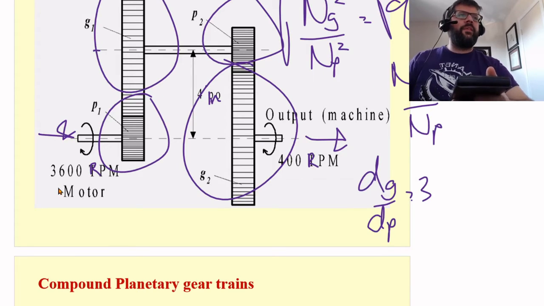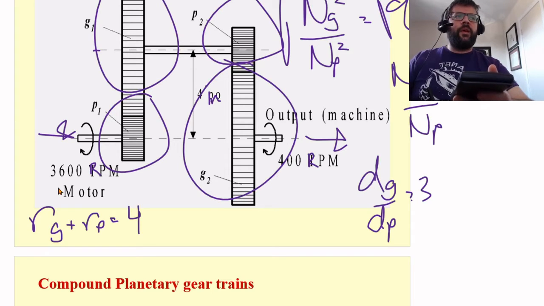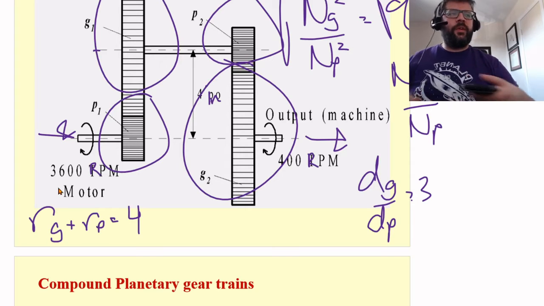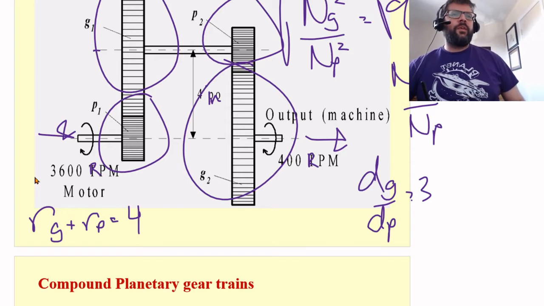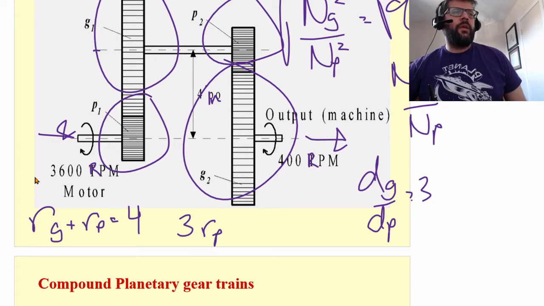And then we know that the offset between the two needs to be 4 inches. So therefore our radius of the gear plus the radius of the pinion needs to be equal to 4. Obviously, if the diameter of the gear is 3 times the diameter of the pinion, then the radius of the gear needs to be 3 times the radius of the pinion. So we can plug that relationship in there. We'd be left with 3RP plus RP is equal to 4 inches.